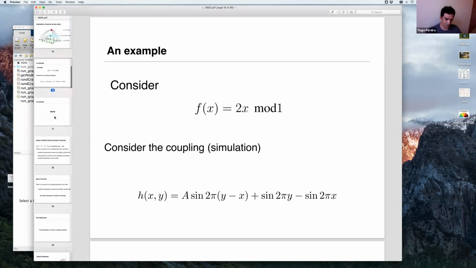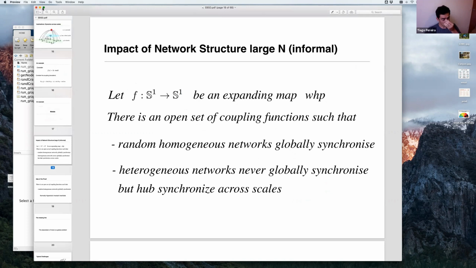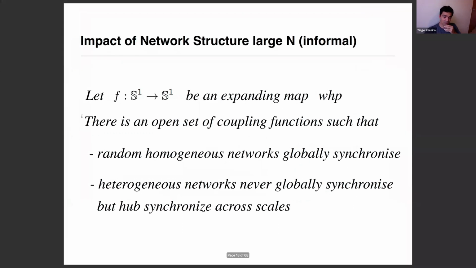But you're totally correct. Okay, so the first thing you can prove actually is the following: if I start with the Bernoulli family, so X goes into X, it's an expanding map. With high probability, so what this means is when the network becomes very large, so the number of systems is very large, then you can prove there is an open set of coupling functions such that homogeneous random graphs, the first one I showed you, can globally synchronize, they all converge to the same states. This behavior is very robust, so you can perturb it, you can change F slightly, and this behavior will persist.